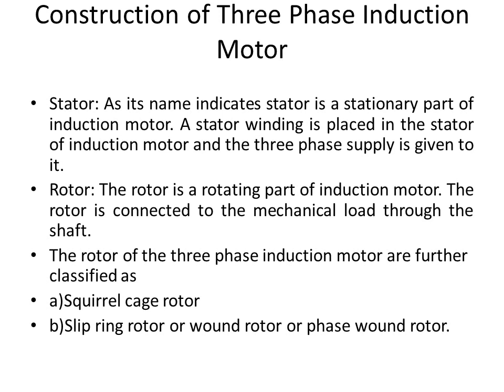It consists of a stator and a rotor. The stator, as the name indicates, is the stationary part of the induction motor. It consists of a stator winding placed in the stator of the induction motor, and three-phase supply is given to it. The stator has many slots in a cylindrical shape, and it contains the stator windings. Three-phase AC supply will be given to the stator windings.